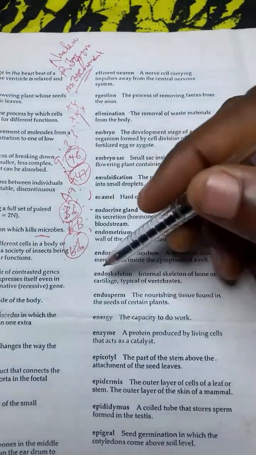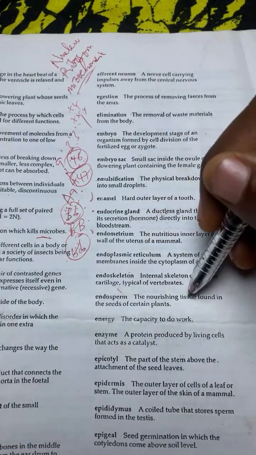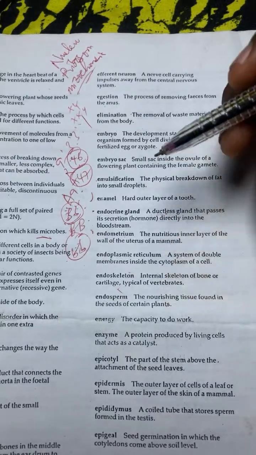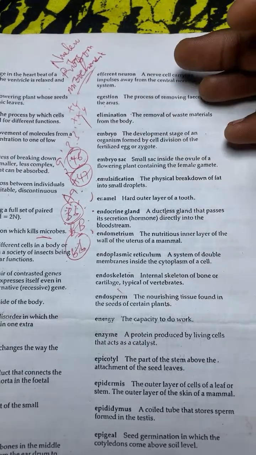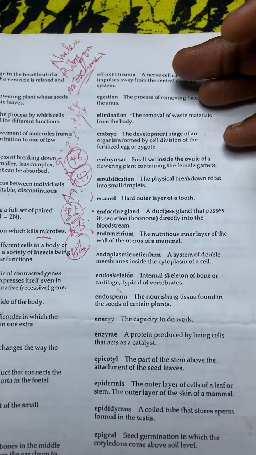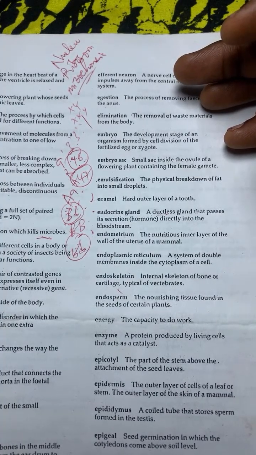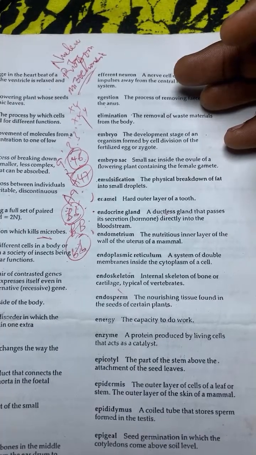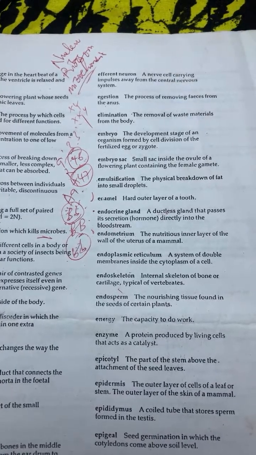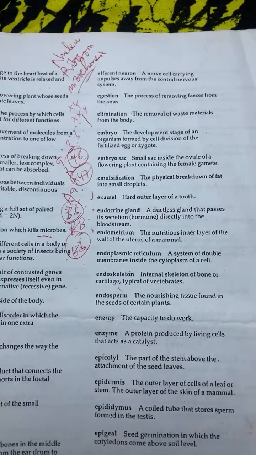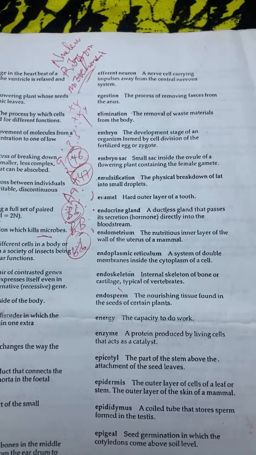Now, we have endosperm. It's the nourishing tissue found in the seeds of certain plants. In every plant, we have what we call endosperm. And under this endosperm, we're talking about nourishing tissue that is found in the seed. When we're talking about seed, it's actually like when a particular plant has grown to a point, you begin to see that there is a result that is formed as a result of that growth.